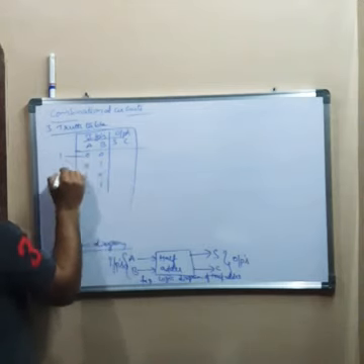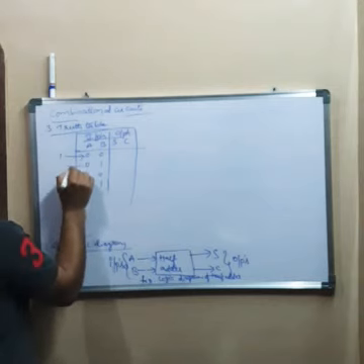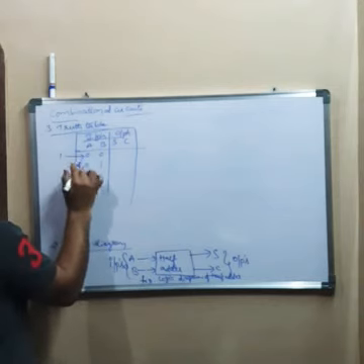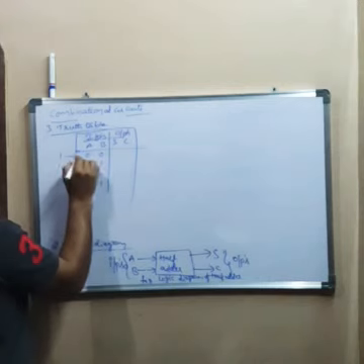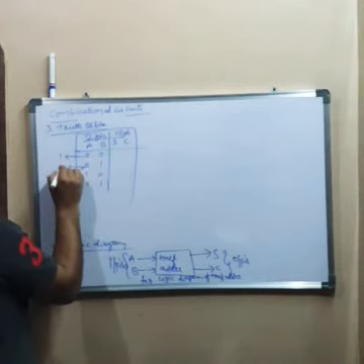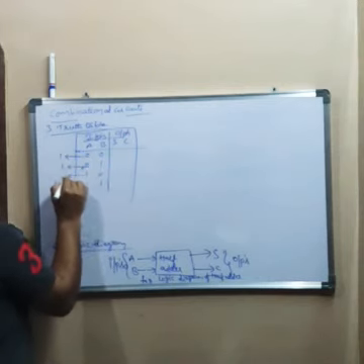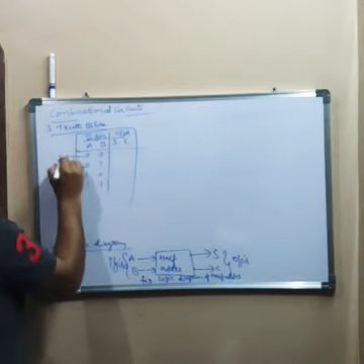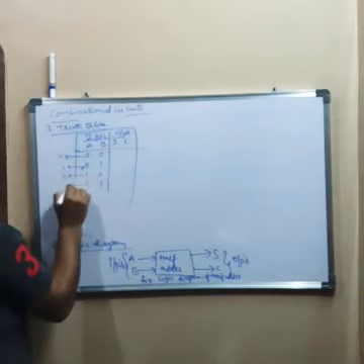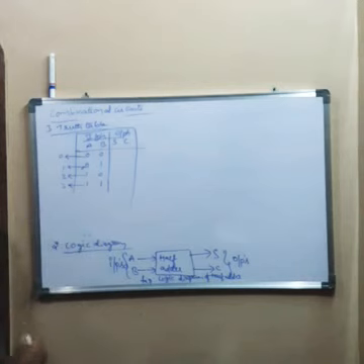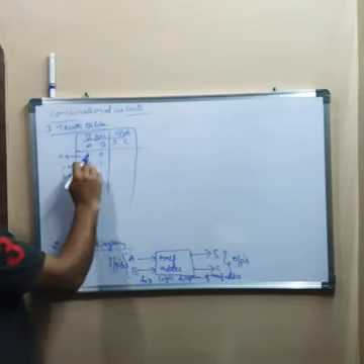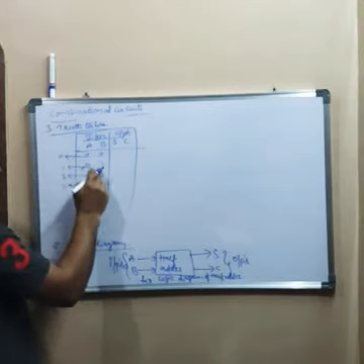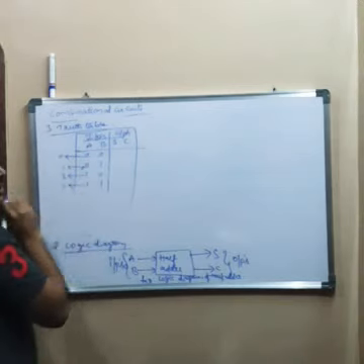The decimal value of this is 1. The decimal value of this is 2. The decimal value of this is, this is 0 1 2 3, right? 2 power 0, 2 power 1. This will be 0 1 2 3.